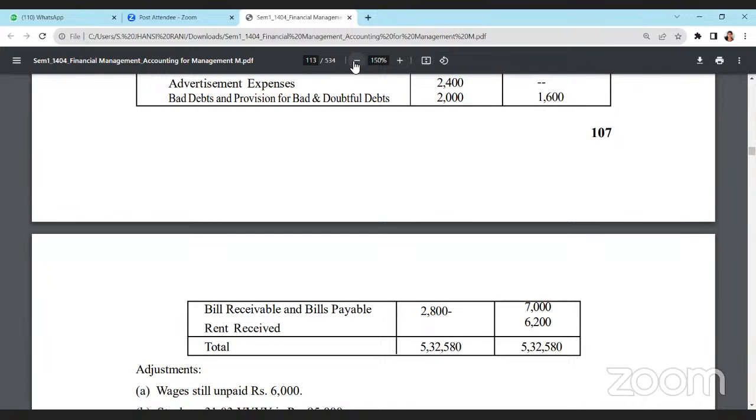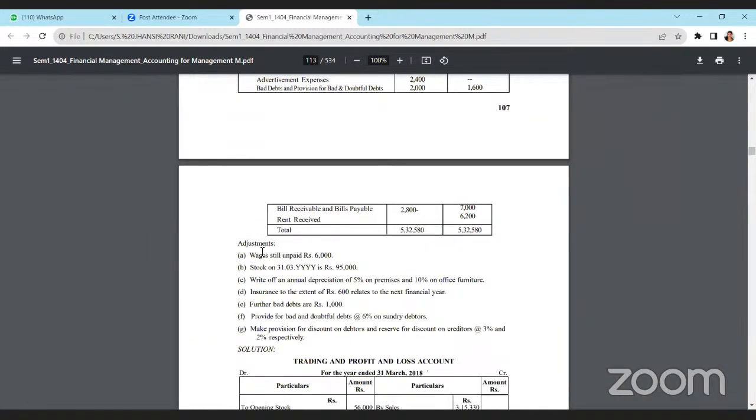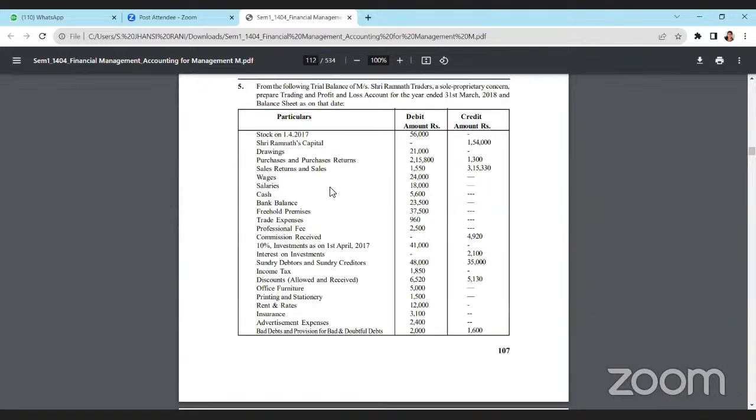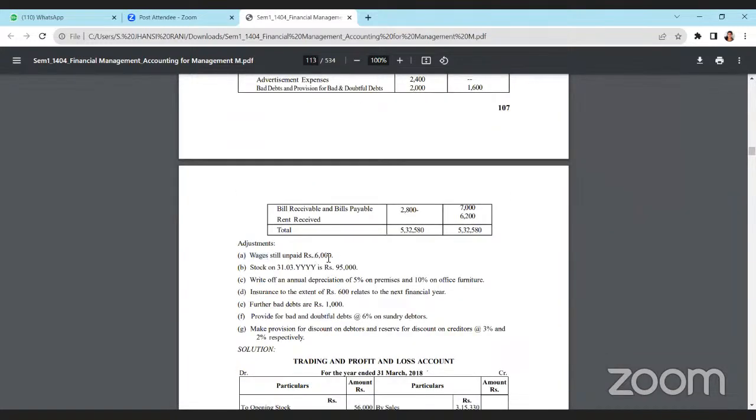So what we thought, wages we don't have any adjustments, but you look here, we have wages still unpaid. Unpaid means outstanding. Whenever it is an outstanding expenditure, first we will add to the respective expenditure. What is the expenditure here? The expenditure is wages. So in trading account, debit side, already we might have written wages 24,000 in the inner column. To that we will add this 6,000. So 30,000 we write in the amount column.